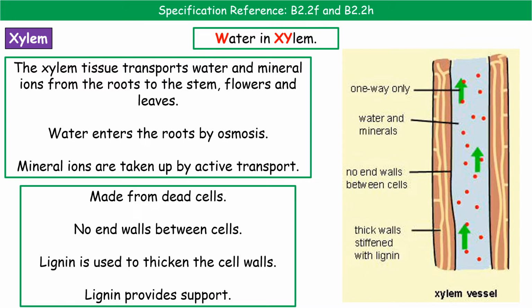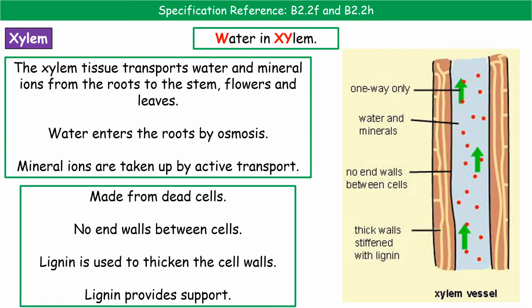But remember, osmosis is the movement of water from an area of high water concentration to an area of low water concentration across the partially permeable membrane, whereas active transport is going from an area of low concentration to an area of high concentration and does require ATP to do that.